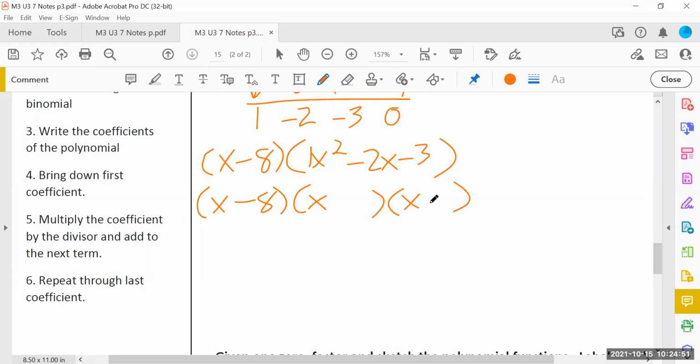Work with the people next to you. Figure out how to factor that x squared minus 2x minus 3. Get some answers. Let's go over it. So 2 minutes at most. Let's see if we can get those answers. Those factors.